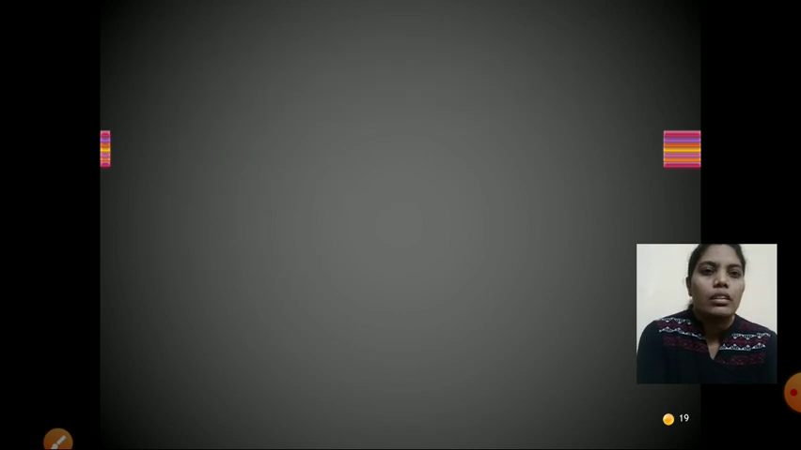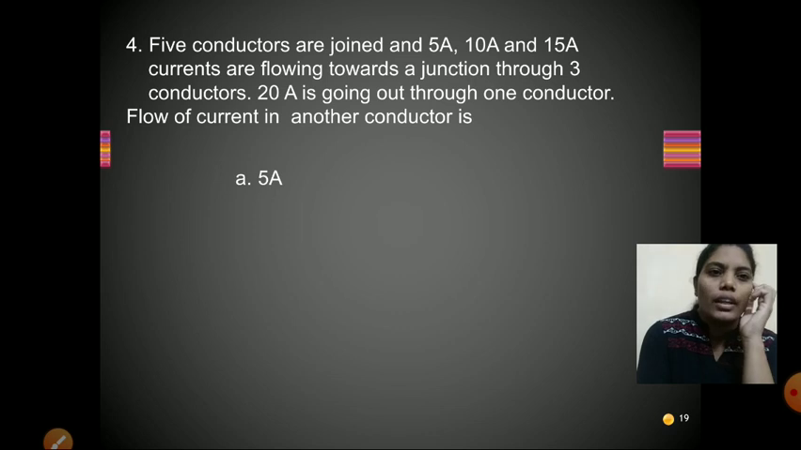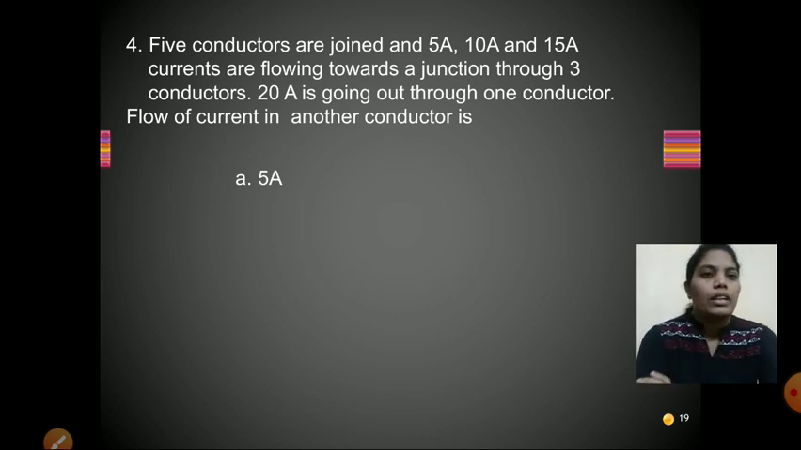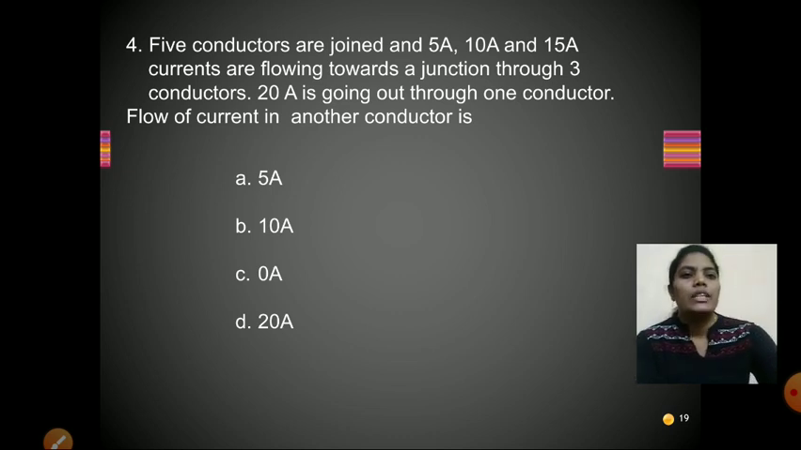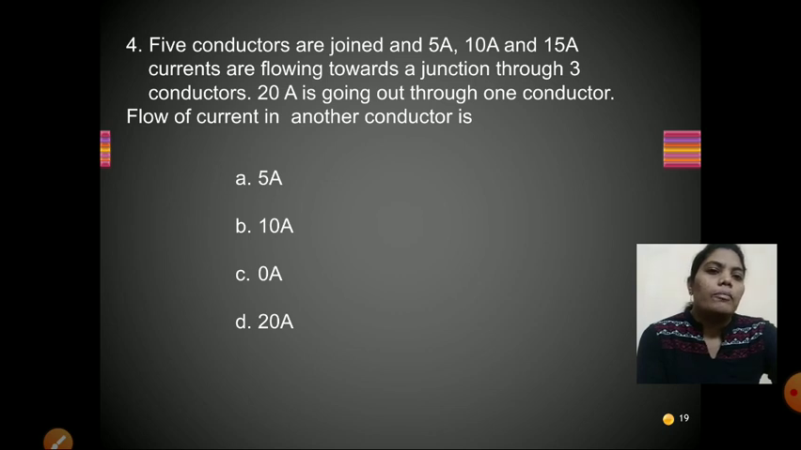Now here you can see 5 conductors are joined, and currents of 5 ampere, 10 ampere and 15 ampere are flowing towards the junction through 3 conductors. Now 20 ampere is going out through one conductor. The flow of current in the other conductor is: 5 ampere, 10 ampere, 0 ampere, or 20 ampere. It is 10 ampere. Let us see that: the current towards the junction is 15 plus 10 plus 5, that is 30. So 30 equals 20 plus the flow of current in the other conductor. So 30 minus 20 is 10 ampere.